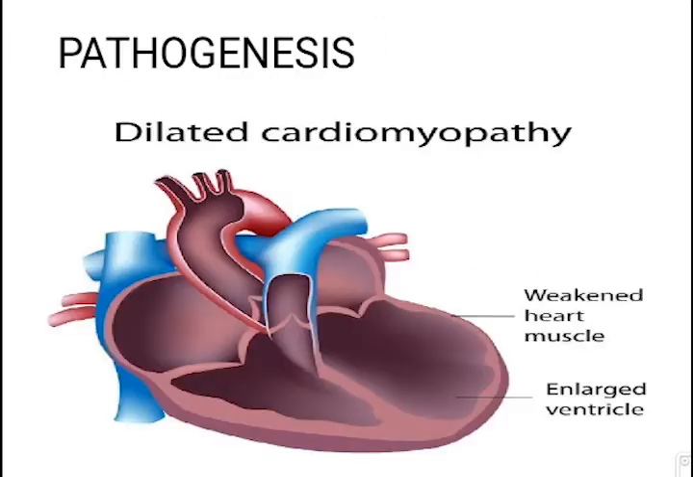Today, we'll be discussing the topic dilated cardiomyopathy. Firstly, we'll look at the pathogenesis of dilated cardiomyopathy. In this, what mainly happens is that the left ventricle may or may not involve the right ventricle. There will be a weakened muscle border, as I've highlighted, along with an enlarged ventricle that may affect globally both left and right ventricle, or sometimes only the left ventricle.